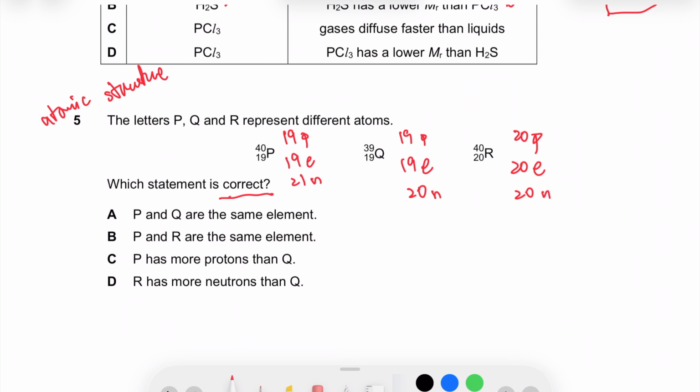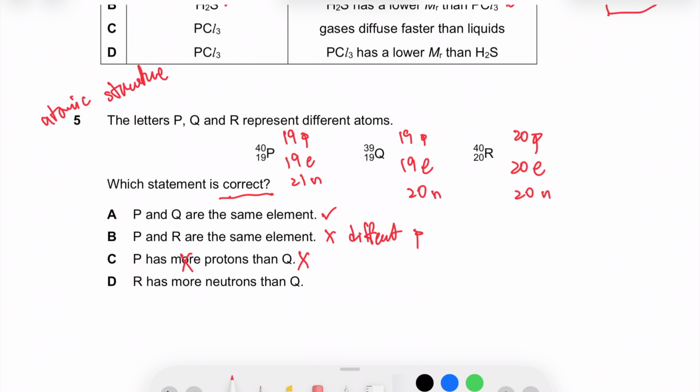So you compare. P and Q are the same element. That seems correct because they have the same proton number. P and R are the same element? Nope, because they have a different proton number. P has more protons than Q? No, it should be the same.